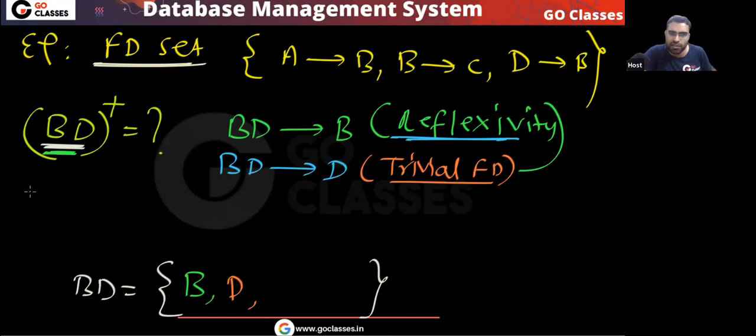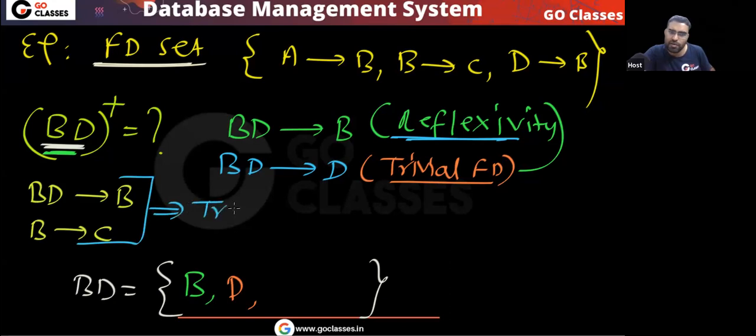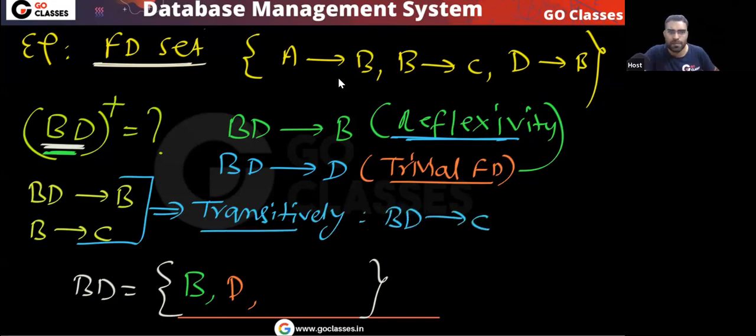Notice transitivity. BD determines B. B determines C. Transitively, what can I say? Using transitivity, BD determines C. Do you agree? BD can determine B, B can determine C, so BD will determine C. Is this clear? This is your transitivity.